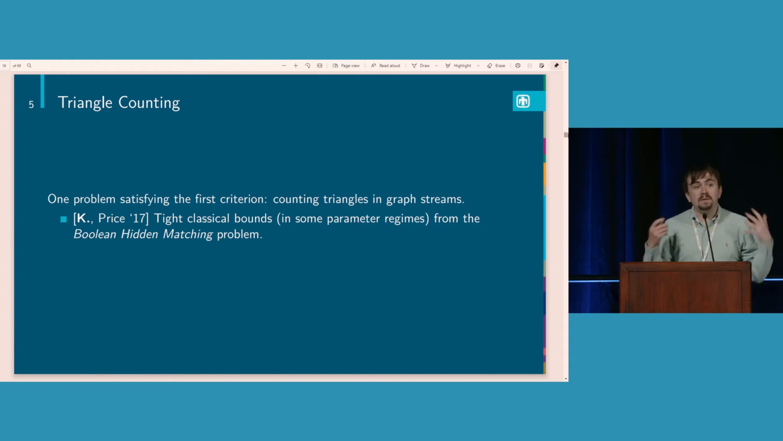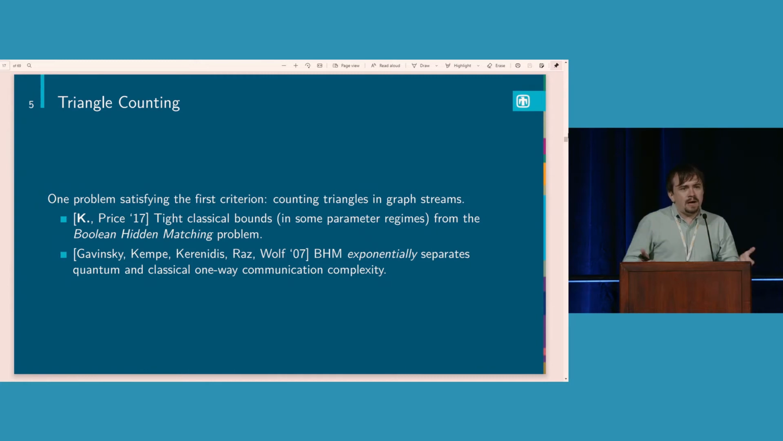But what you need to know for the purposes of this talk is that this is a problem that essentially exists for the purpose of being exponentially harder in classical communication than in quantum communication. And so these lower bounds do not apply to any algorithm that is allowed to maintain quantum state. So the remainder of the talk is going to be me telling you about how you can get a quantum algorithm that beats that classical lower bound for this problem. But before I start talking about the algorithm, I should first tell you what this triangle counting problem actually is.